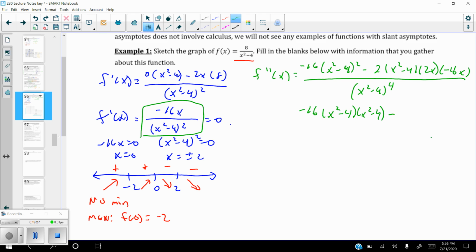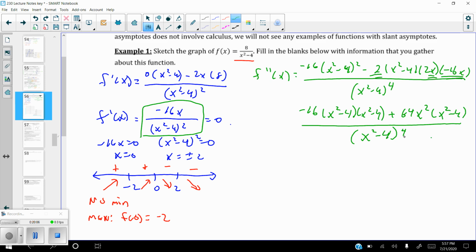On the right side here, I can multiply the 2x, the negative 16x, and the negative 2 all together. We're going to get plus, because I got a negative times a positive. 2 times 16 is 32, times another 2 is 64. So we're going to get 64x squared, and then I've still got the x squared minus 4 on top from that piece. And then I've got x squared minus 4 to the fourth.